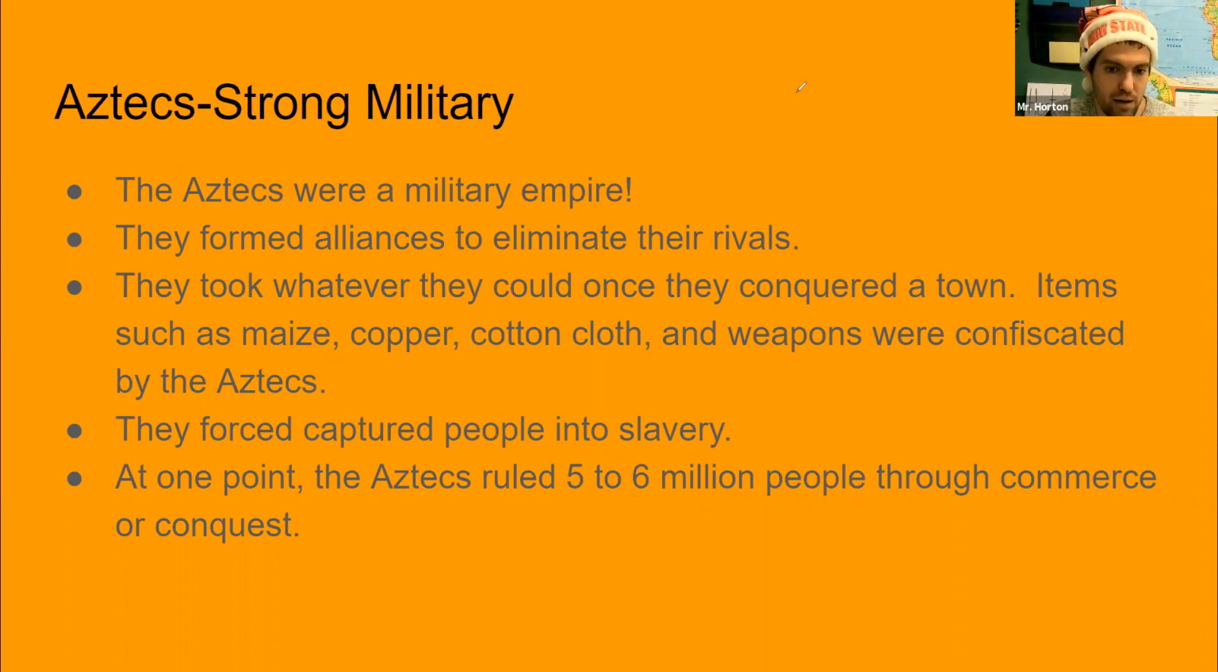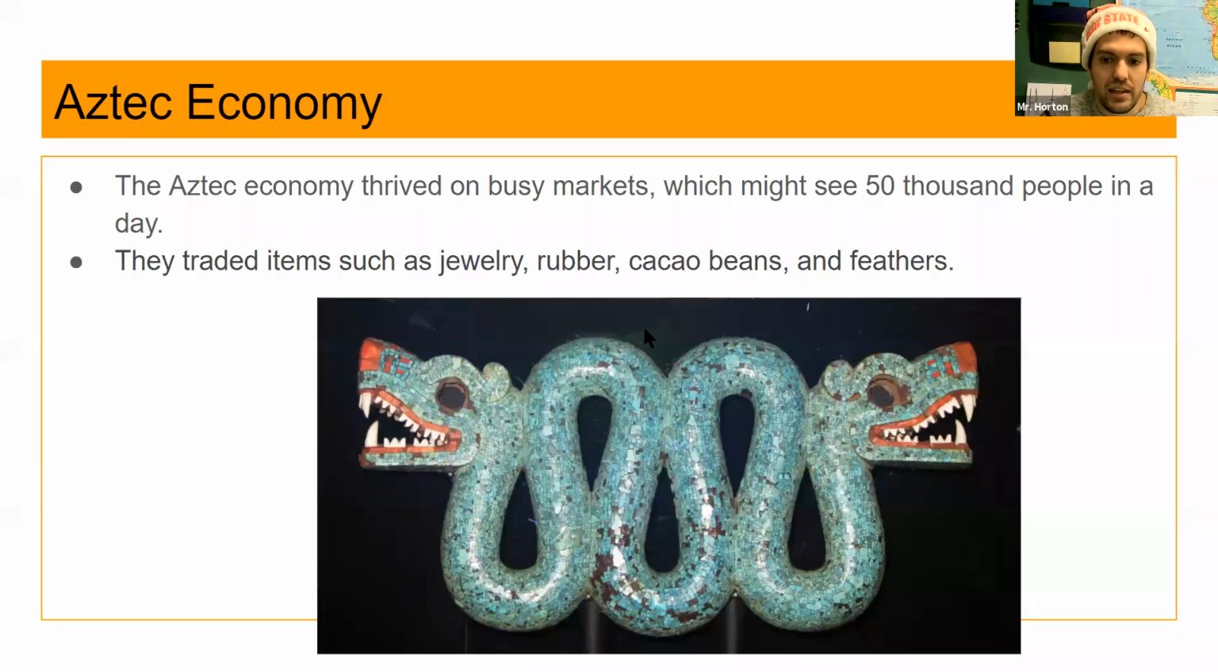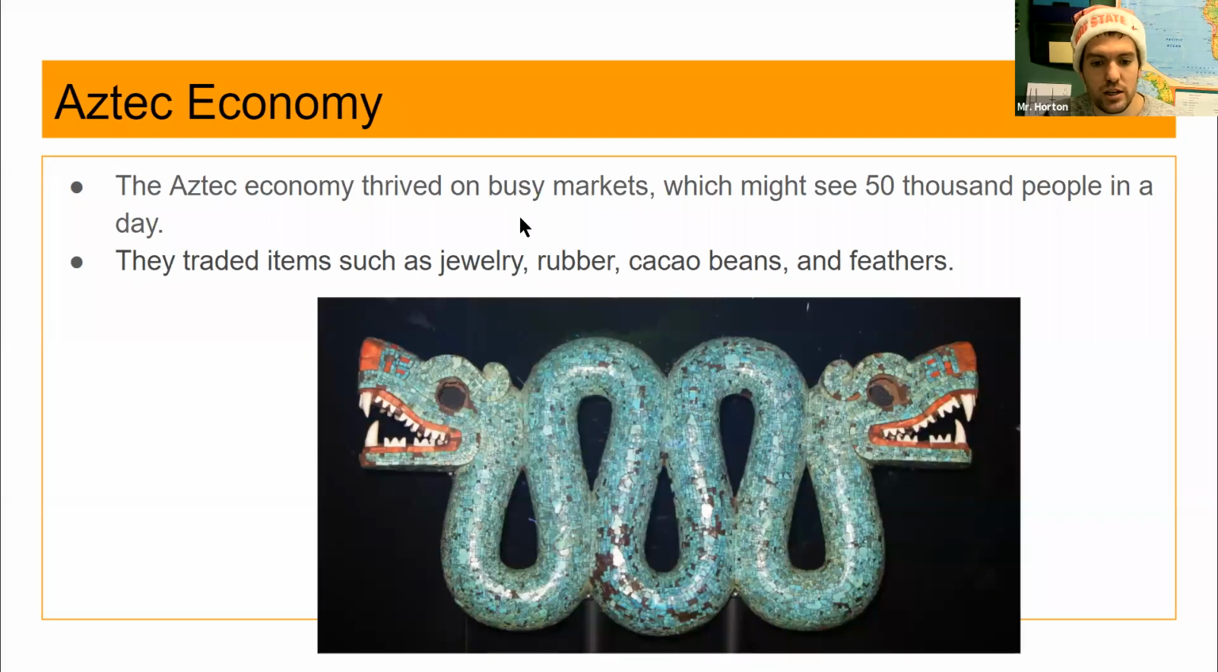Whenever they captured a soldier, then they were forced into slavery. And then some other different things about the Aztecs, so the Aztec economy. How they made money, it thrived on busy markets. So markets were the center of their economy. And in the market, they sold a lot of different items, such as food and goods and jewelry, and feathers were some other things that they sold.